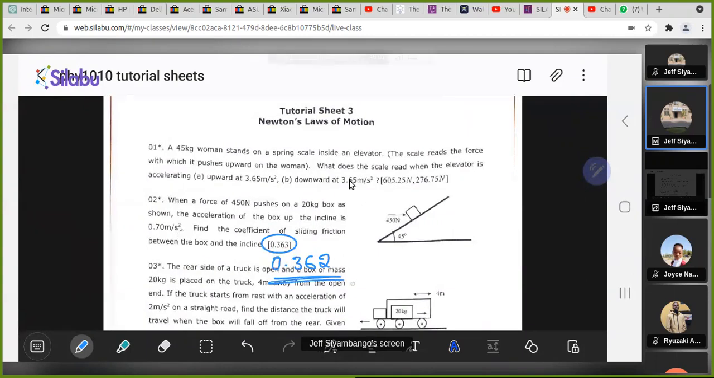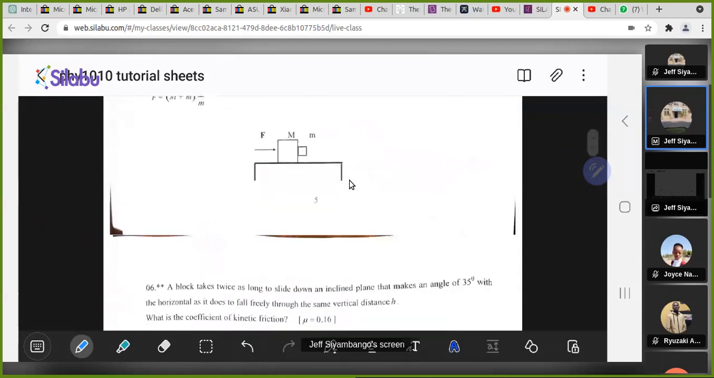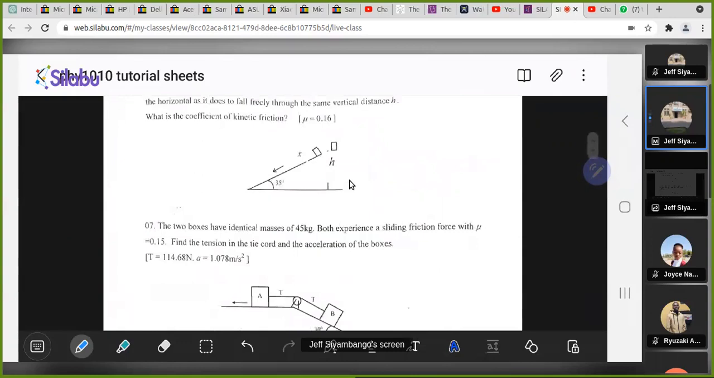Okay, so I think we'll end here for tonight. More interesting questions coming up. 3, 4, 5, and 6 and 7 will be the most interesting ones. But we'll end here for tonight.